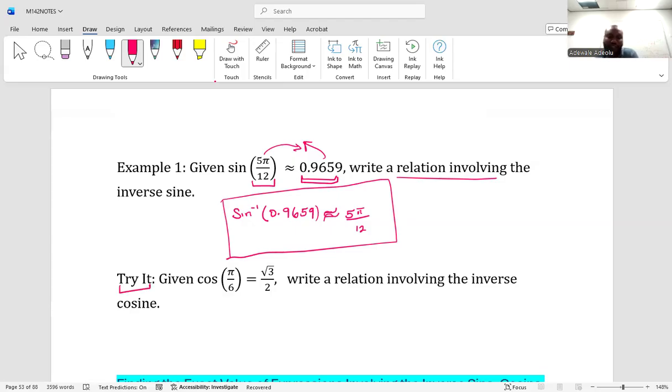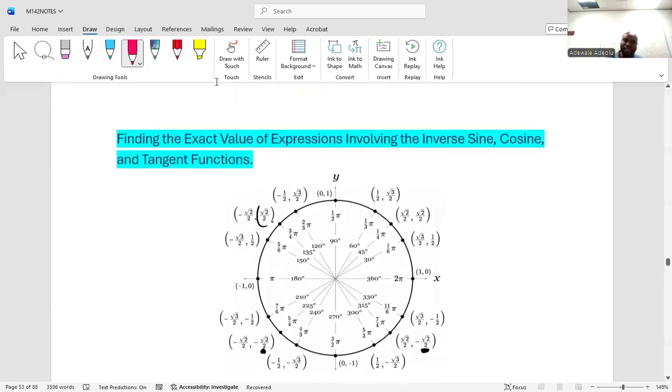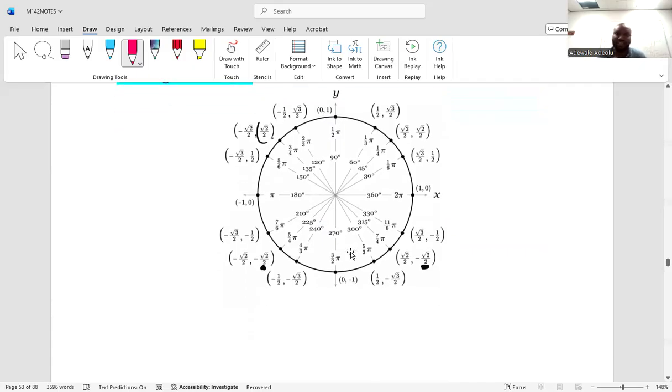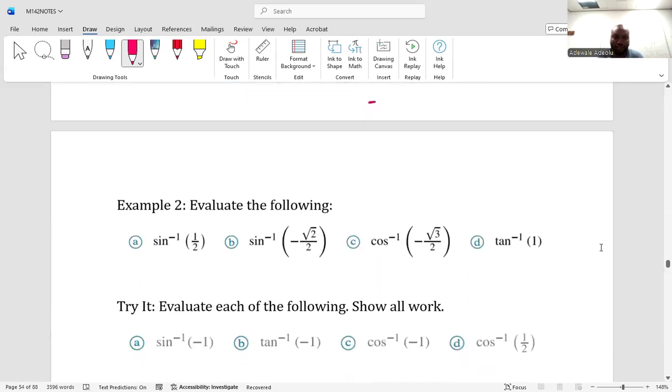Given cosine of pi over 6 is root 3 over 2, write a relation involving the inverse cosine. Okay, now we want to find the exact value of expressions involving the inverse sine, cosine, and tangent function. Then we go back to our favorite frame, the unit circle. Let's see how that is going to help us in solving some problems.